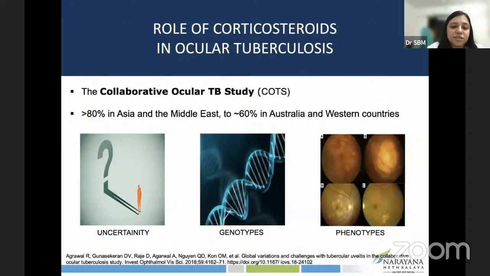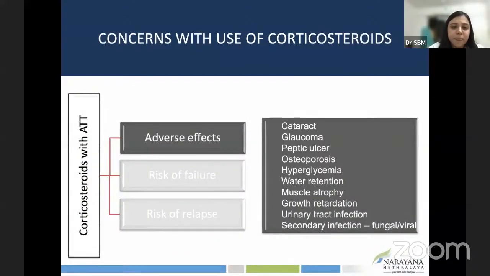Coming to ocular tuberculosis, the CORT study found varied use of adjunctive therapy or a combined therapy for ocular tuberculosis. While in Asia, more than 80% of practitioners used a combined therapy, in the West, it was only about 60%. This may be attributed to the uncertainty of the diagnosis, the different genotypes of the individuals in different geographic locations, and the varied phenotypic presentations of ocular tuberculosis.